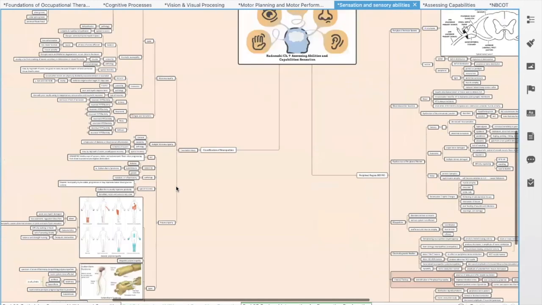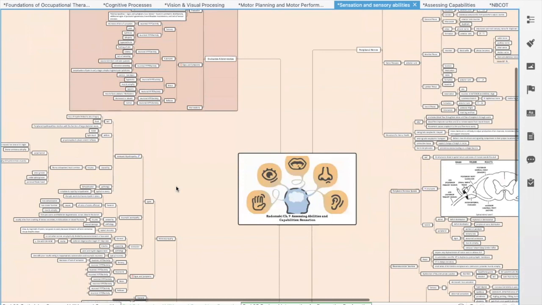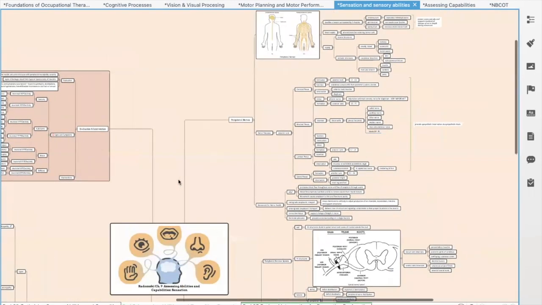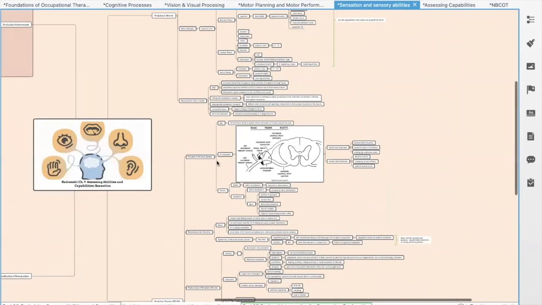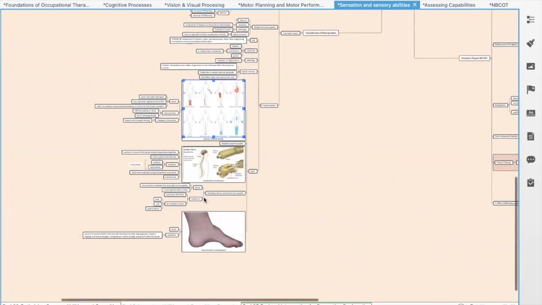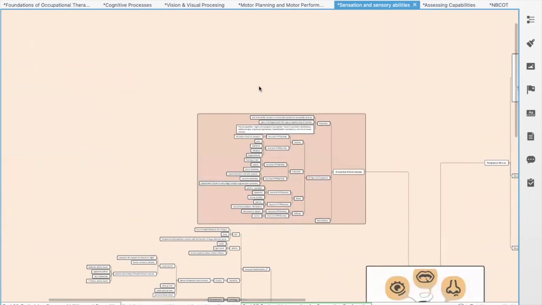This is just assessments and capabilities for sensation. Again, lots of definitions, but also lots of visuals to accompany these definitions so you can kind of see what's going on in your client.